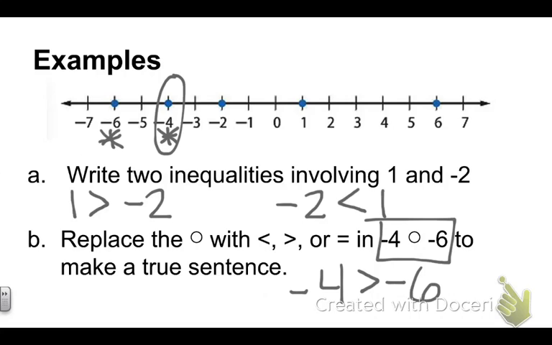Anything closer to the positives is going to be greater than. This is what trips some people up. They think, well, 6 is the bigger number, so that's got to be bigger. No, it is farther away from 0 and the positives, so it is smaller. With the negative numbers, it is the opposite. Okay, there's that lovely word opposite again.